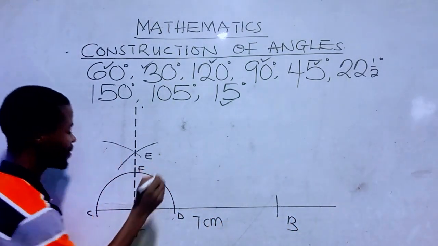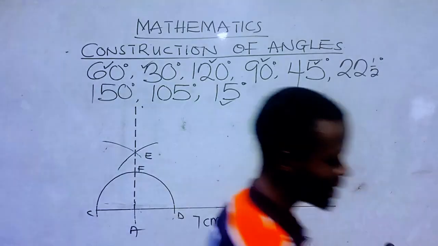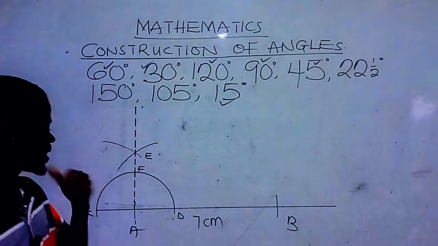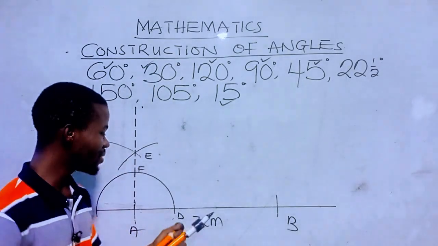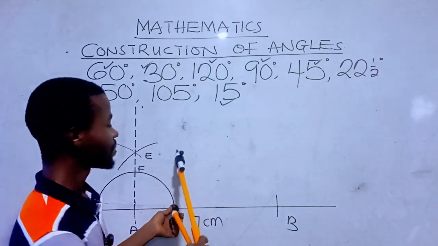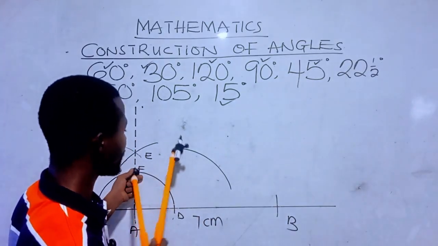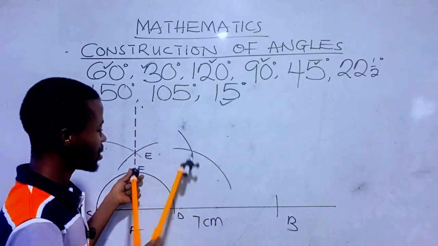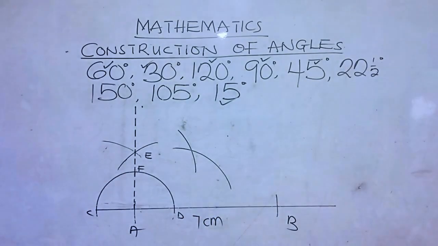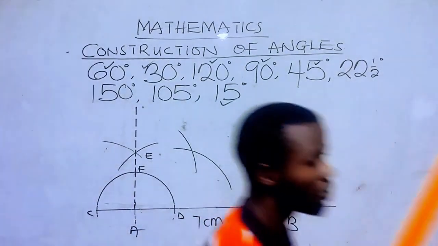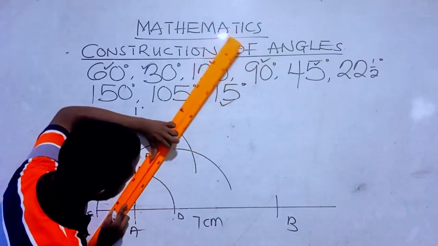This place is F. The angle from D to F is 90 degrees, but I need 45 degrees, which means I have to bisect my angle, which is the 90 degrees. So I'll open to a reasonable radius. I'll stand at D, then I'll make an arc like this. Then I'll go and stand at F, and I'll make an arc to cross the first one like this.